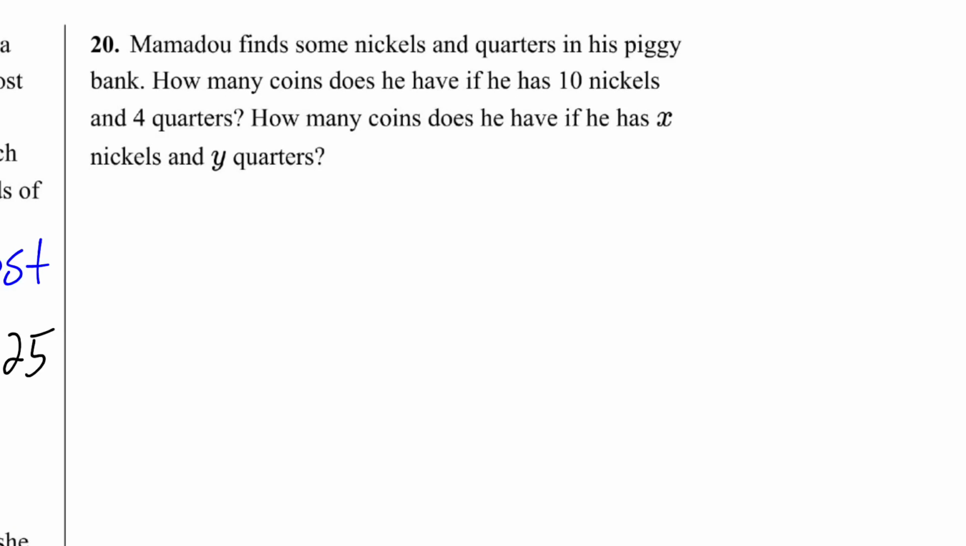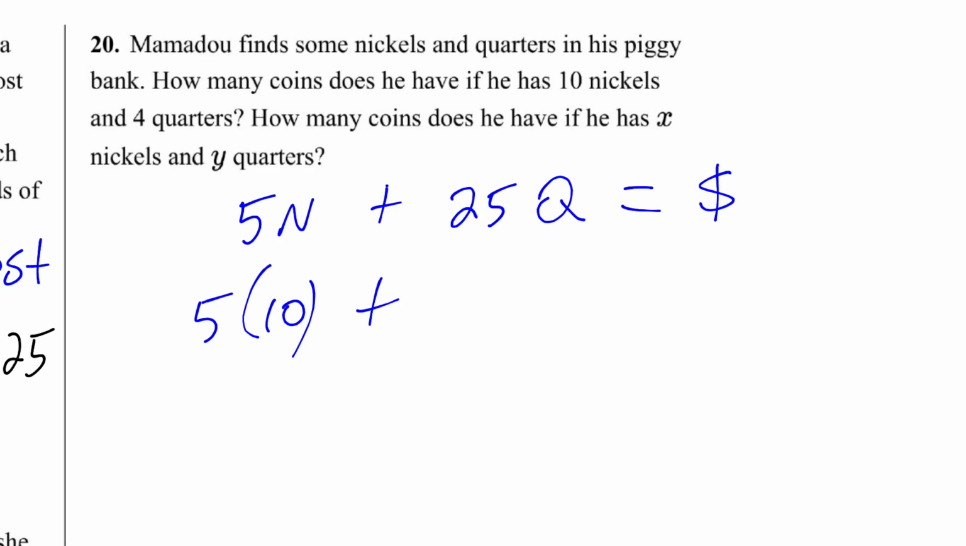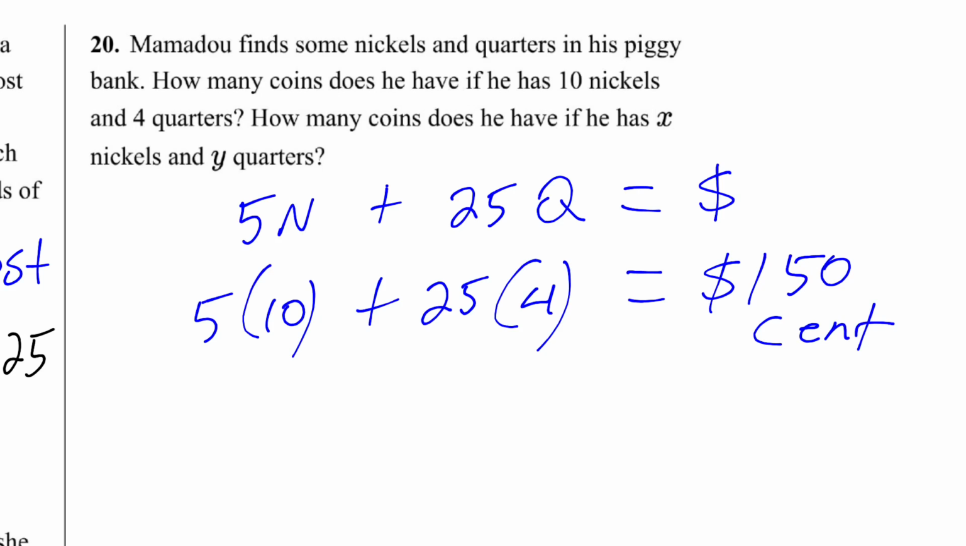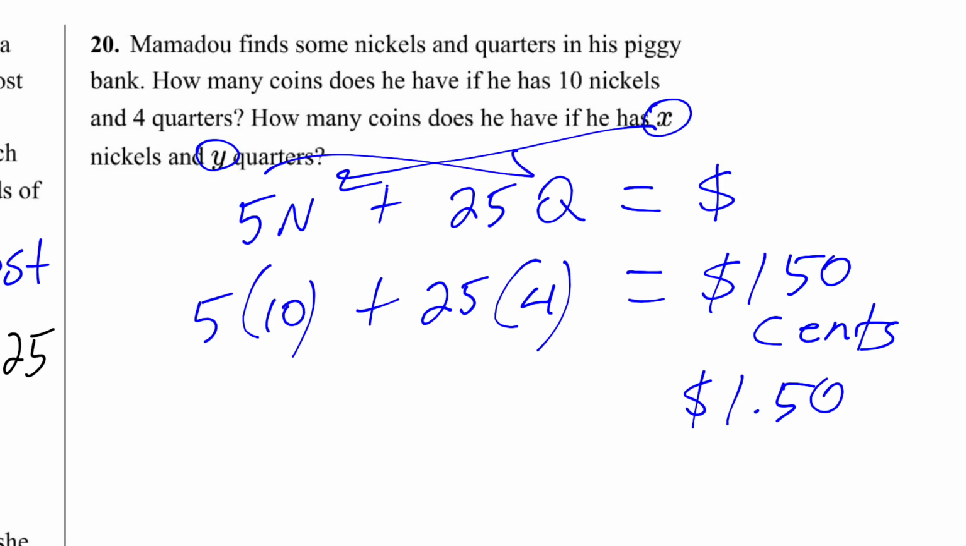Here we have 10 nickels, so a nickel is worth 5 cents, and a quarter is worth 25 cents. And this is our total money. So if you have 10 nickels and we have 4 quarters, we can multiply this out and get $1.50, which is 150 cents. Or you could write it as $1.50. Now they use X for nickels and Y for quarters, which I would also accept, but I think N and Q make perfect sense.